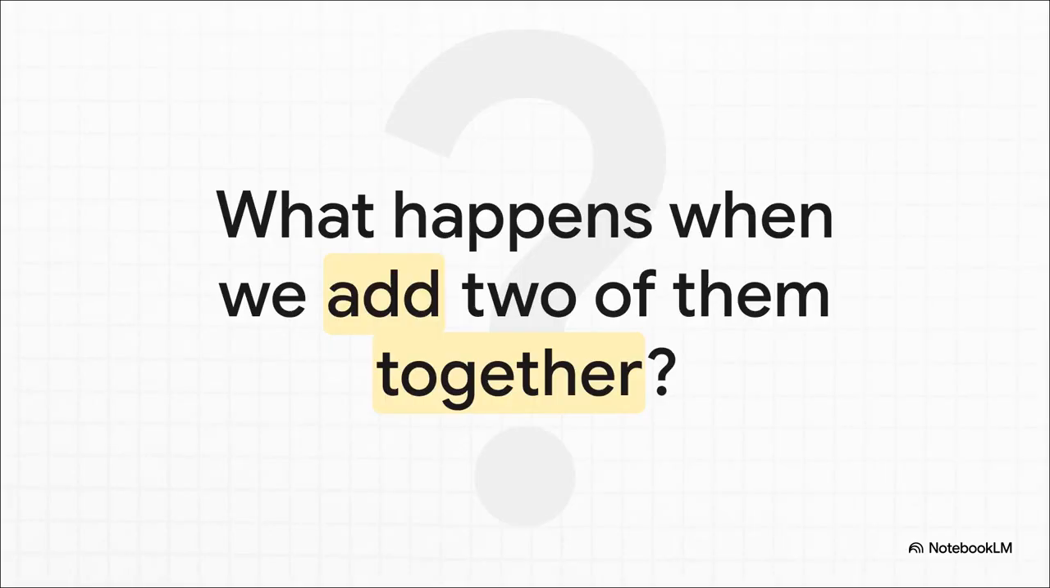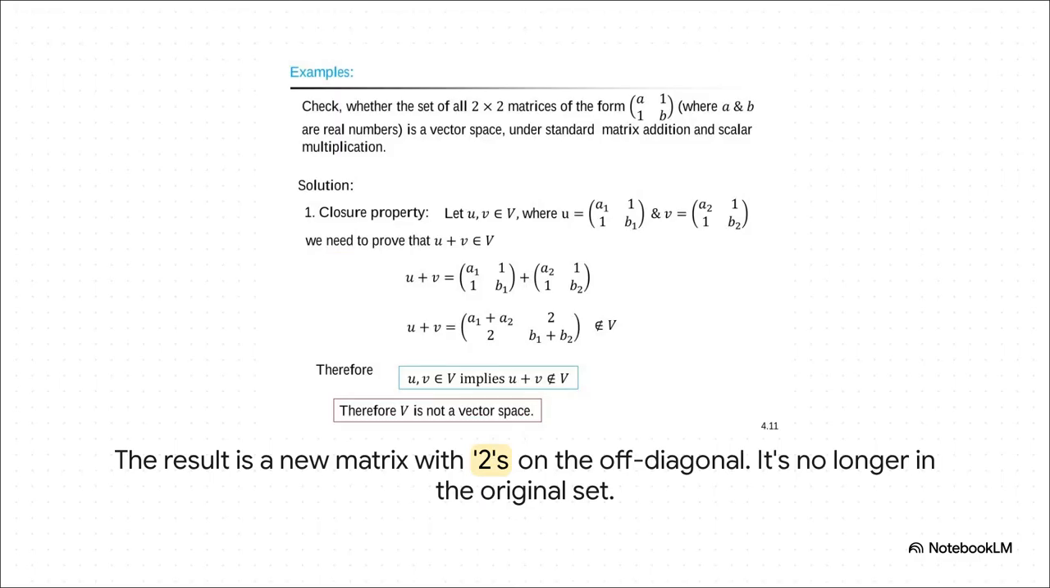All right, so let's test the very first rule for vector addition, closure. The rule says if we take any two matrices from our special set and add them using standard matrix addition, the result must also be a matrix that belongs to our set. So, let's see what happens. And there's our result. When we add them, the top left and bottom right parts are fine. They're just some new numbers. But look at the off diagonals. 1 plus 1 gives us 2. The resulting matrix has 2s where our set's definition strictly demands 1s. The result of our operation has literally kicked us out of our own universe.